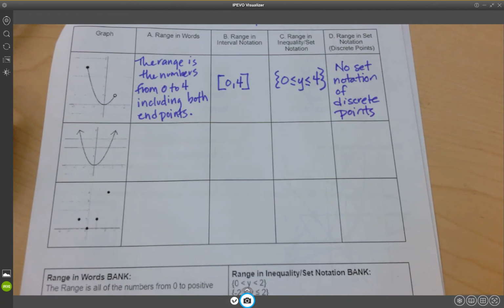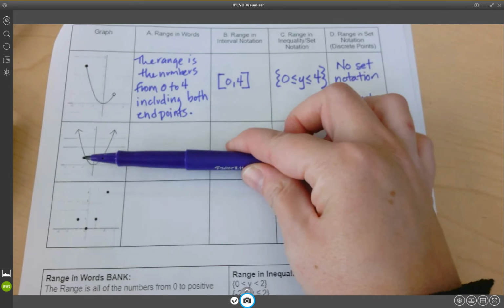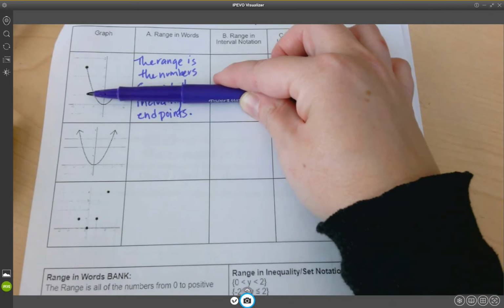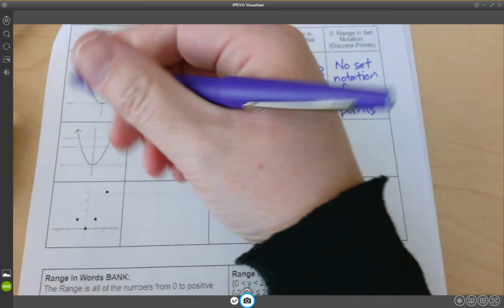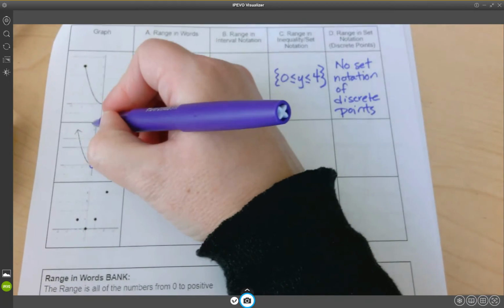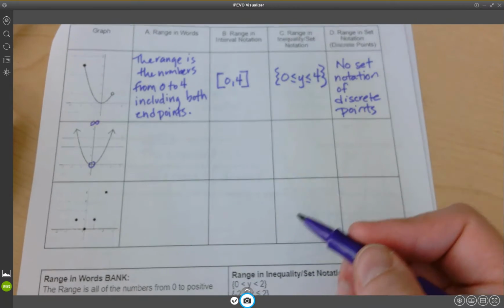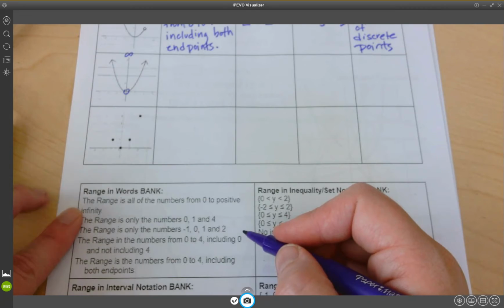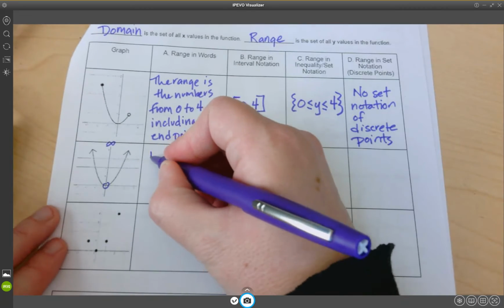All right, so pause the video and try to finish this up, and then come back and check your work. All right, so checking your work, for this one, the bottom of the graph is at y equals 0, and both of these arrows are going up to infinity. So for this one, we have 0 to infinity. And looking at the word bank, the range is all of the numbers from 0 to positive infinity.